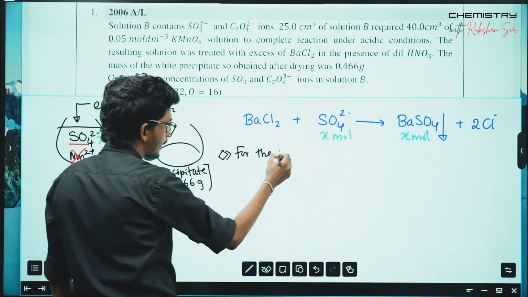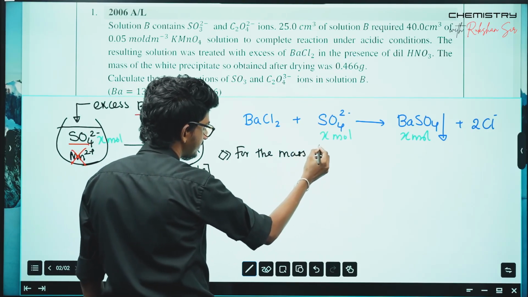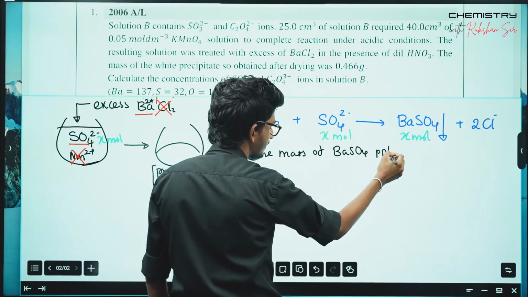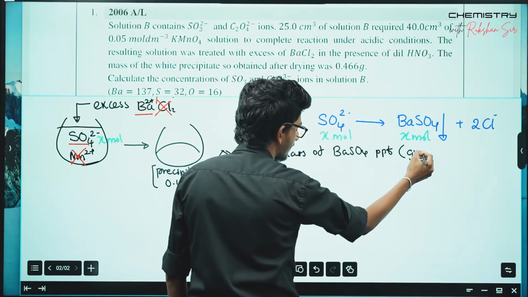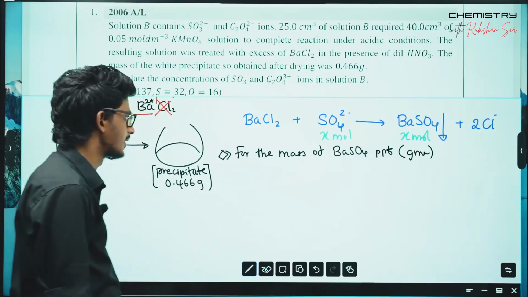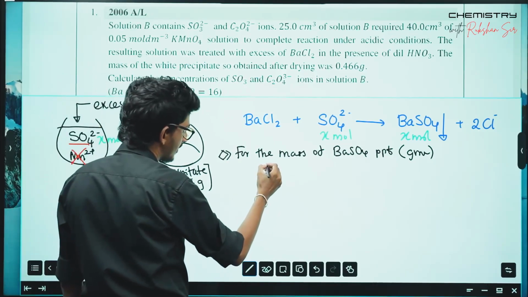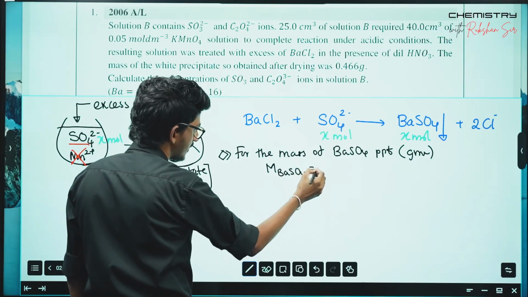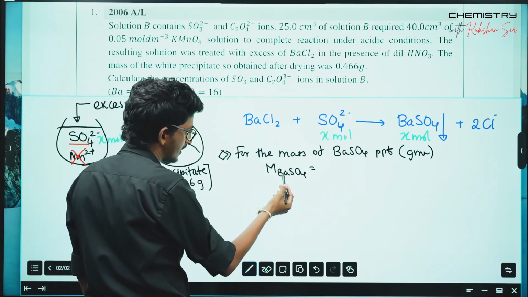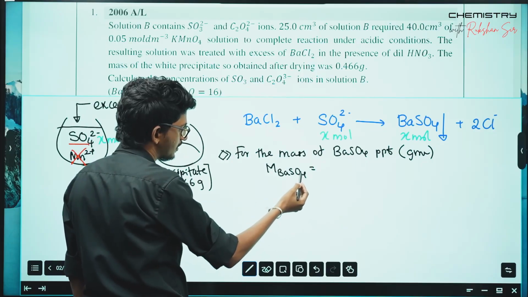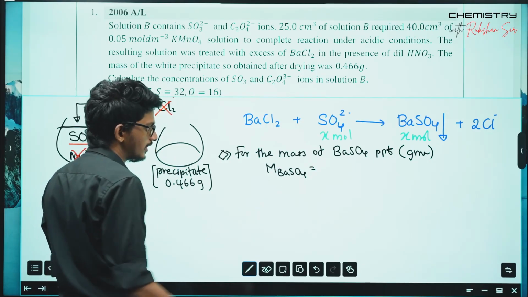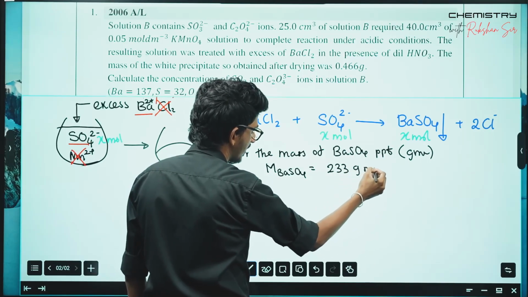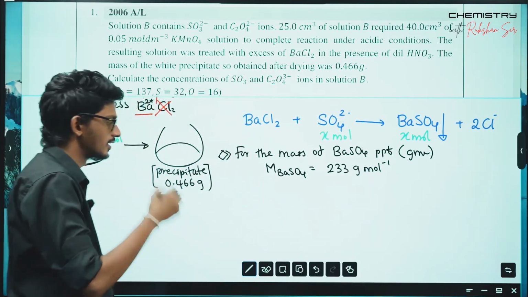For the mass of barium sulfate precipitate in terms of grams, right? So when it comes to barium sulfate, its molar weight is equal to, this is 137, sulfur is 32, and oxygen, 4 of oxygen, 16 into 4, that is 64. That will add up to give you 233 g mol^-1, right?